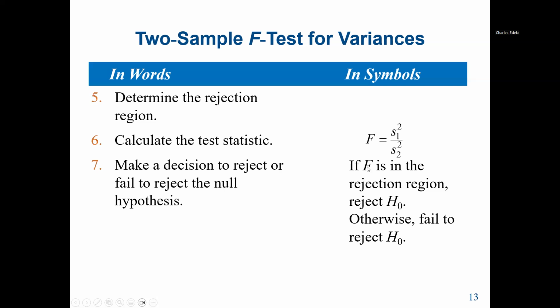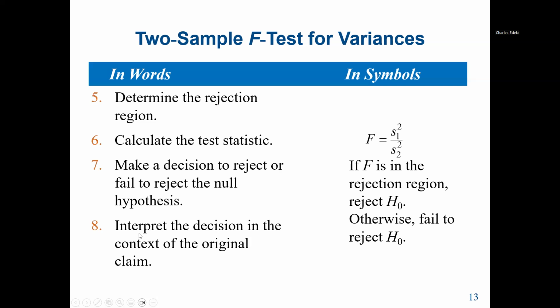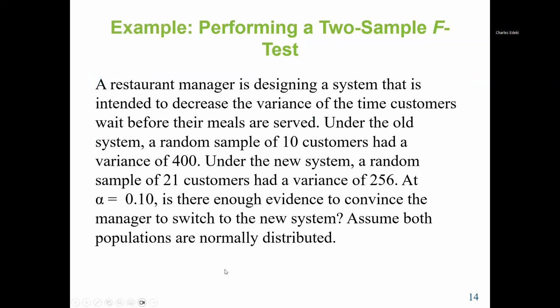And here we say that if F is in the rejection region, then we reject H0. Otherwise, we fail to reject H0. Now we need to interpret the decision in the context of the original claim. So let's see an example.